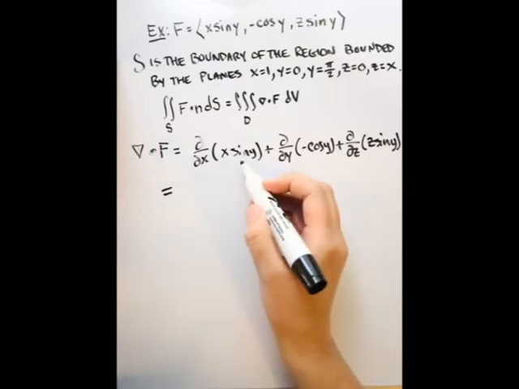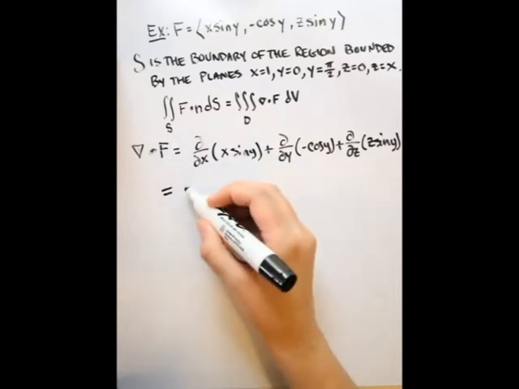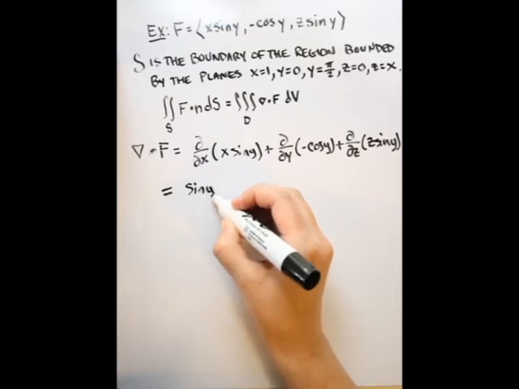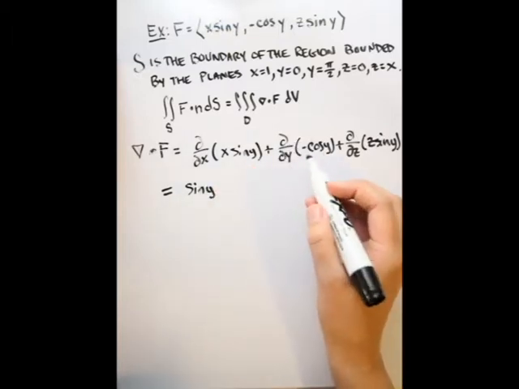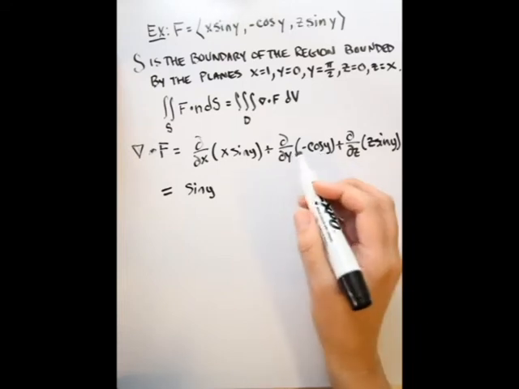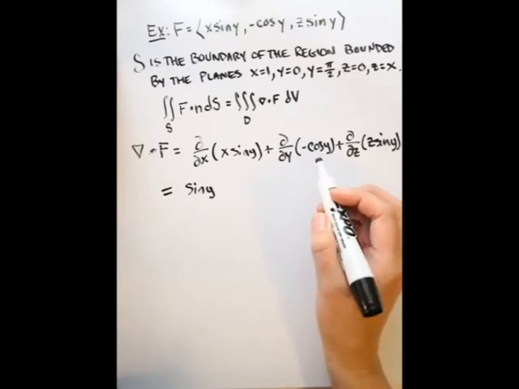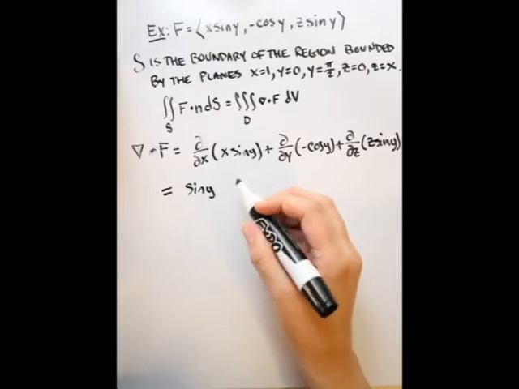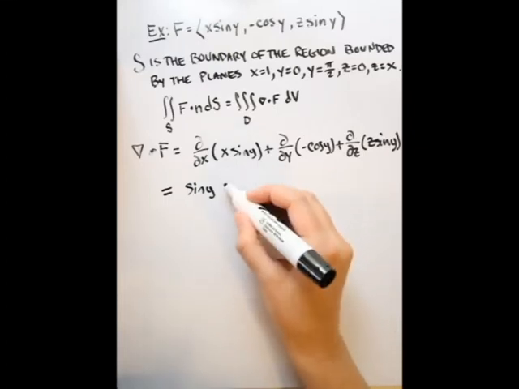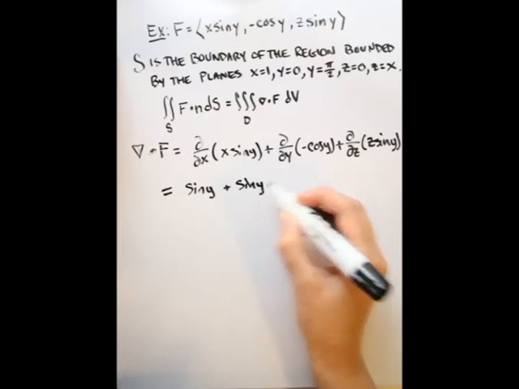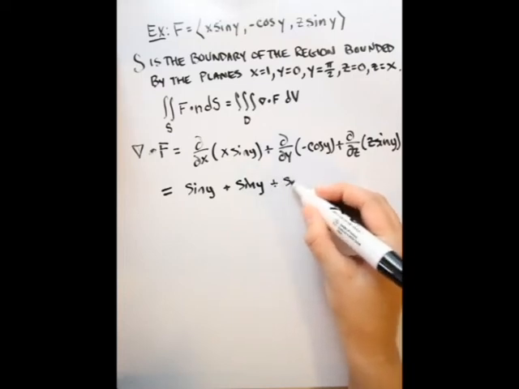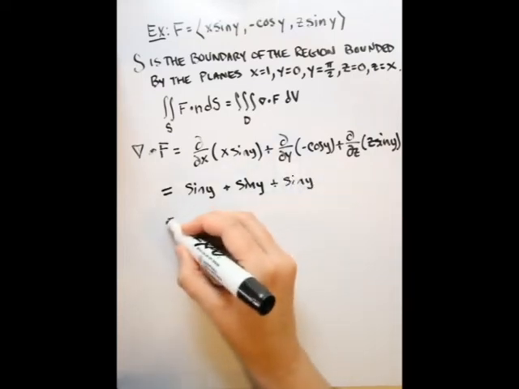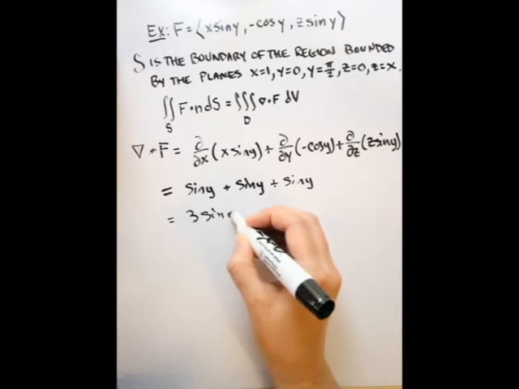So with respect to x, sine y is just a constant, so we have sine y. Now with respect to y over here, we're going to take the derivative of negative cosine, so that's going to give us sine, so plus sine y, and then the derivative with respect to z, sine y is a constant, so that's just going to be sine y. So we end up with 3 sine y.